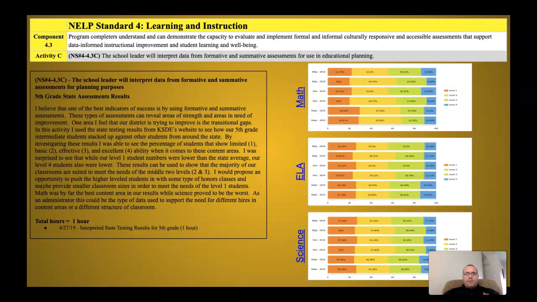And what I found when looking at this data was that our building actually had a higher number of students classified as level 2 and level 3, or basic and effective levels. Those areas were higher in our student percentages, while our level 1 and level 4, showing limited knowledge and excellent ability, were a little bit lower than the state averages. So what this shows is that the majority of our students tested within that level 2 and level 3 range.